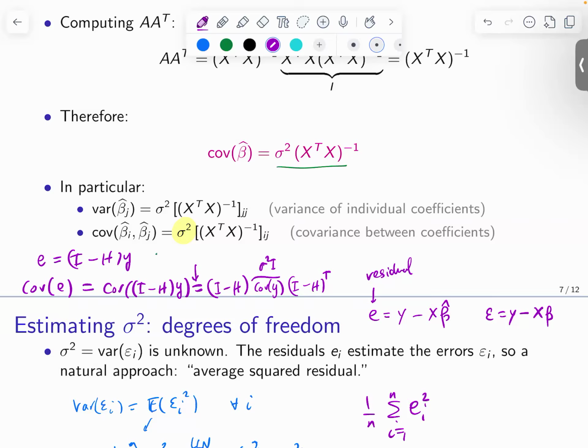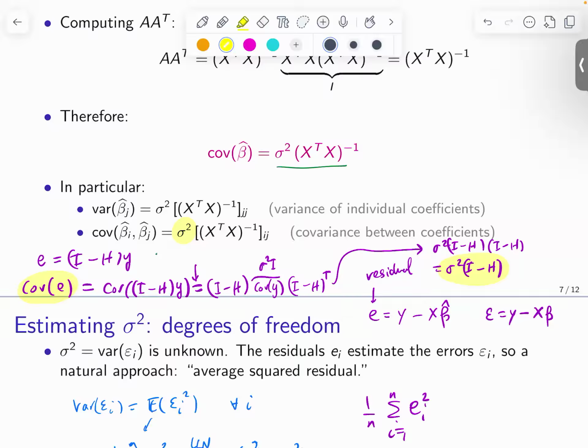But I minus H is an idempotent, symmetric matrix, a projection matrix. The covariance of Y is sigma squared I, so I get sigma squared (I minus H) times (I minus H) transpose, but (I minus H) transpose is the same as I minus H. So I can drop that transpose, and I get (I minus H) squared, which happens to be equal to I minus H. So the covariance of the residual will be sigma squared (I minus H).